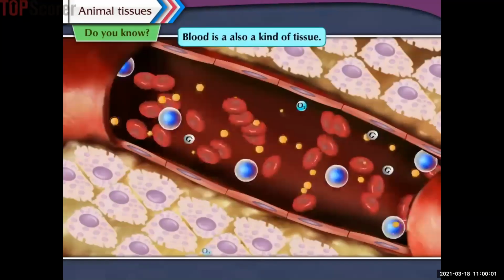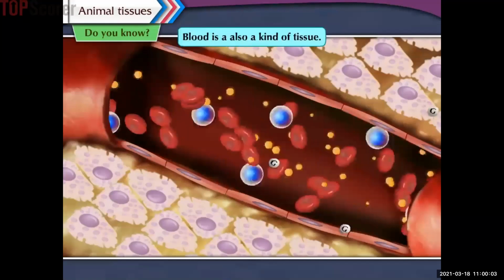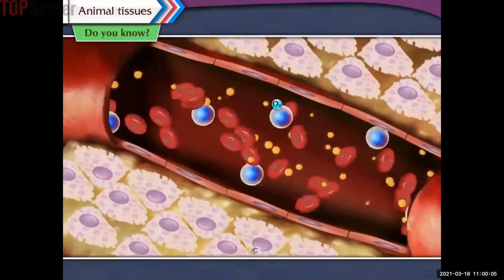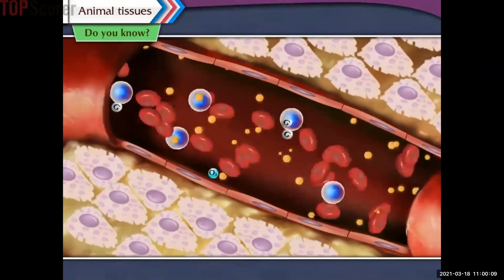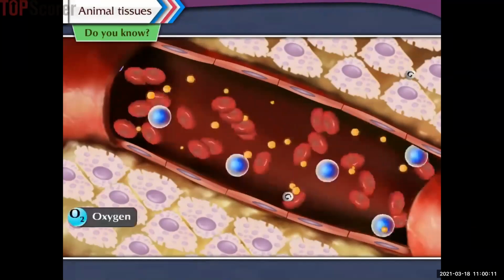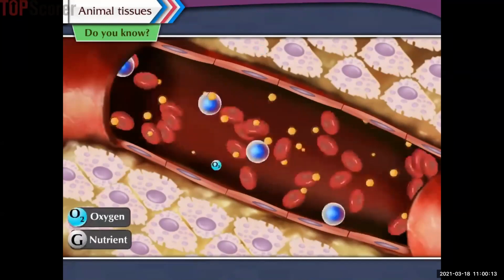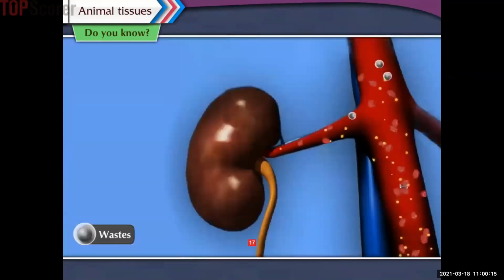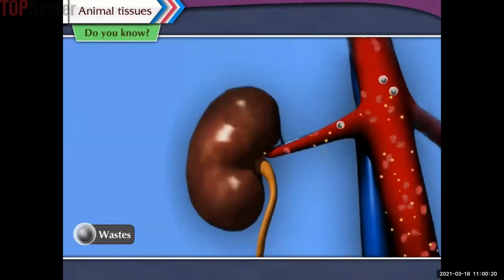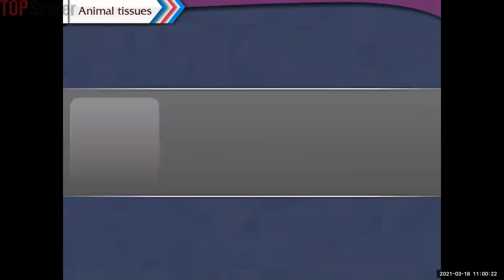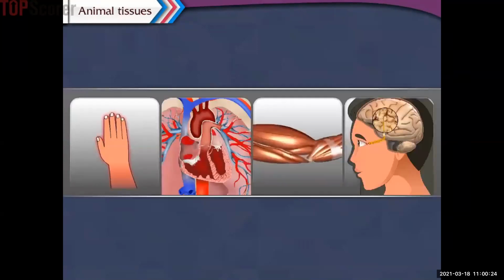Do you know? Blood is also a kind of tissue. Blood flows and carries various substances from one part of the body to another. For example, it carries oxygen and nutrients to all the cells. It also collects wastes from all the parts of the body and carries them to the liver and kidney for disposal. Different organs carry out different functions.